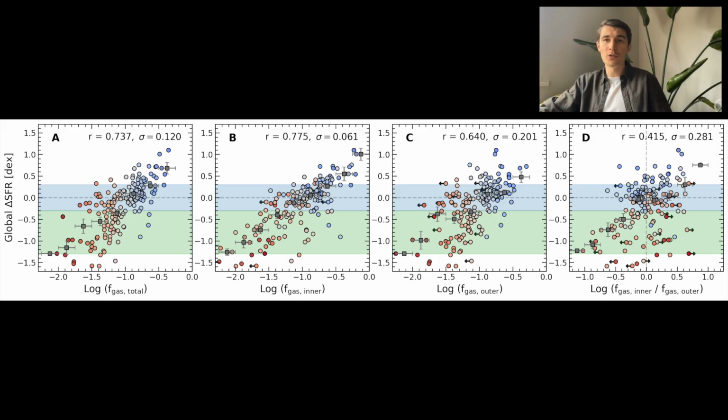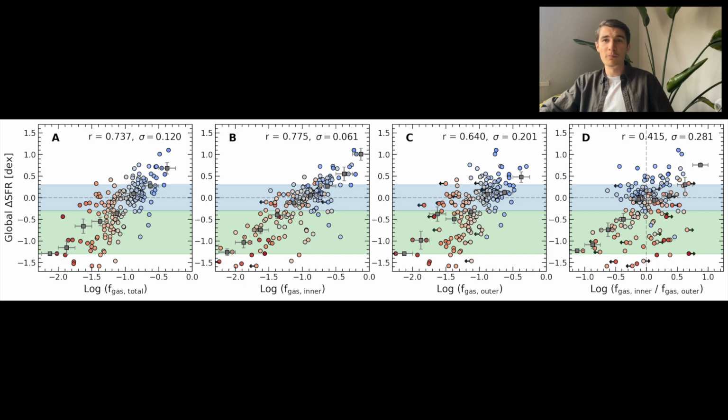Lastly, to explore what might be driving galaxies to change their global star forming status, to have lots of star formation or no star formation going on at all, I tried testing a few different gas metrics to see which one correlates best with its global star formation rate change. In panel A, we show the global gas reservoir and how that relates to the global star formation rate change. In panel B, we show just the central gas fraction. In panel C, it's just the outer gas fraction. And panel D is the ratio between the inner and the outer.